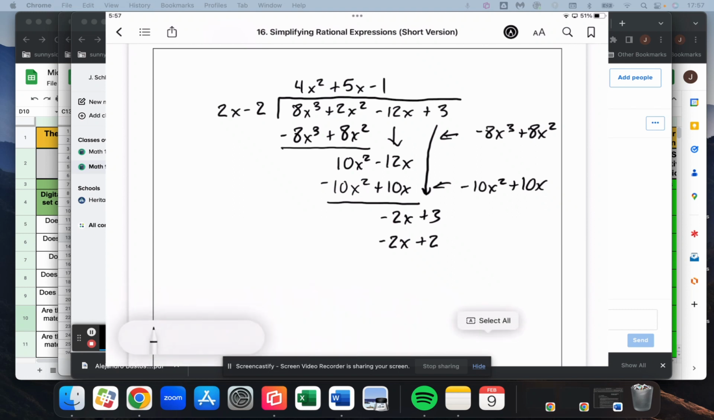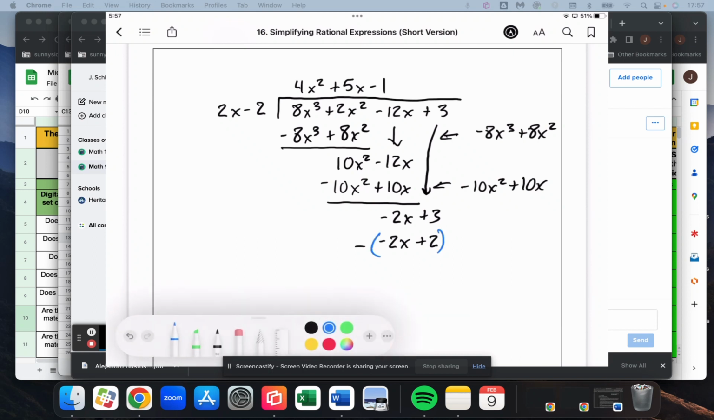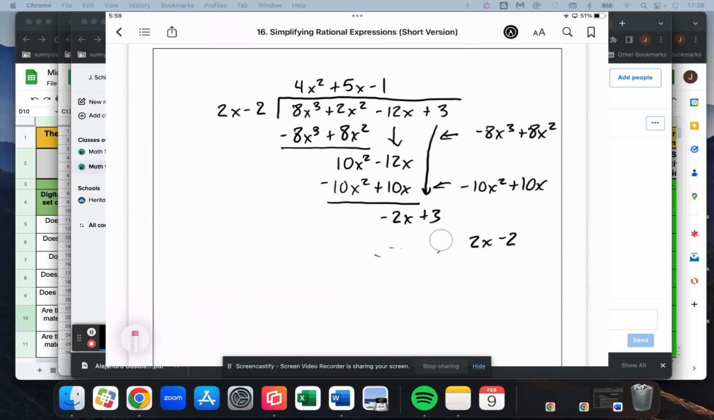And again, remembering that we are subtracting that whole thing, it's got to have its signs corrected. Distribute the negative here, distribute the negative here. And we get 2x minus 2. So we replace what we had with the 2x minus 2. Negative 2x and 2x make nothing. 3 minus 2 makes 1. So this will have a remainder of 1.